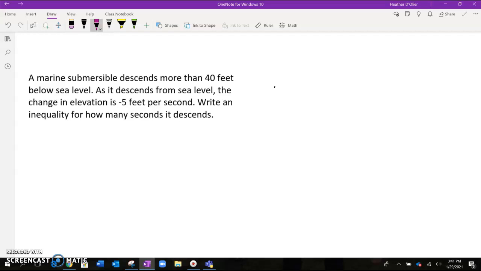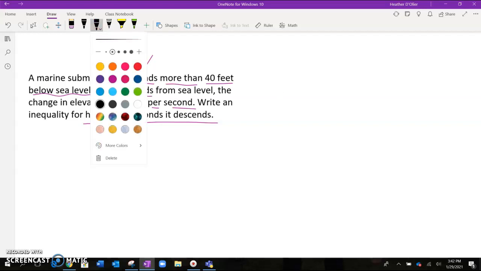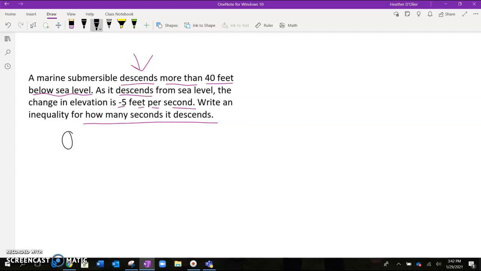So I want to go back and annotate. It descends, which means it's going down more than 40 feet below sea level. As it descends from sea level, the change in elevation is -5 feet per second. Write the inequality for how many seconds it descends. So the inequality needs to represent how many seconds. All right, so I've annotated. Now let's break it down.